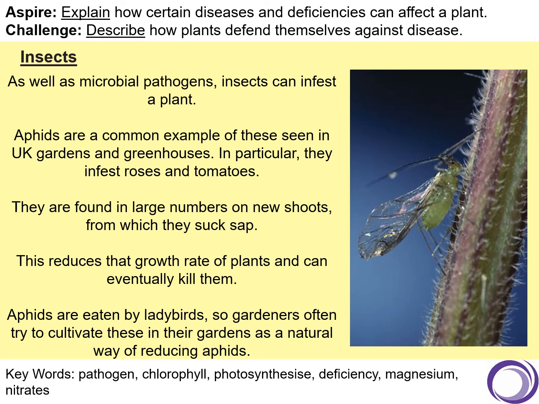So how farmers or gardeners like to try and treat these is they actually try and cultivate ladybirds, because ladybirds eat aphids. So it's a very natural way of actually reducing them on tomato and rose bushes.